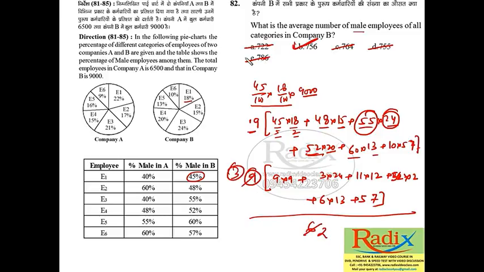This is a multiple of 3. This is not a multiple of 3. This is a multiple of 3. This is not a multiple of 3. This is not a multiple of 3. So two possibilities are there, 786 and 756.